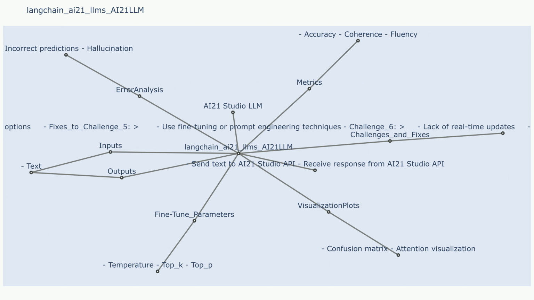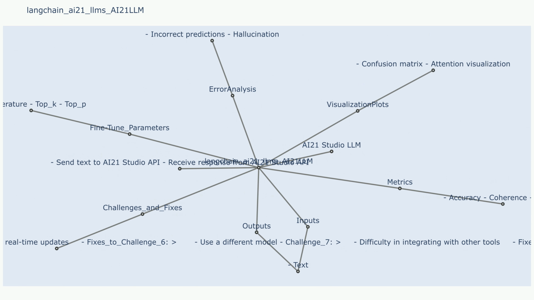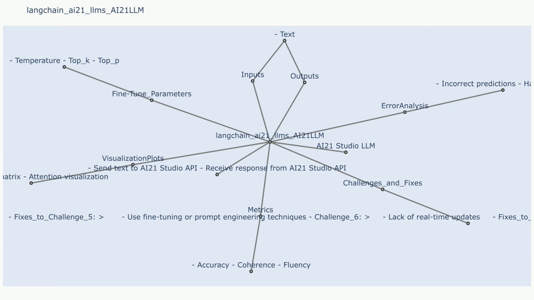Visualization plots. Visualization plot 1: depending on the specific use case, you could visualize the response's structure, the probability distribution of tokens generated, or the model's attention patterns. Visualization plot 2: visualizing the model's performance over time can help identify trends, improvements, or potential biases in its responses. Fine-tune parameters. Parameter 1: temperature. This parameter controls the randomness of the model's output.